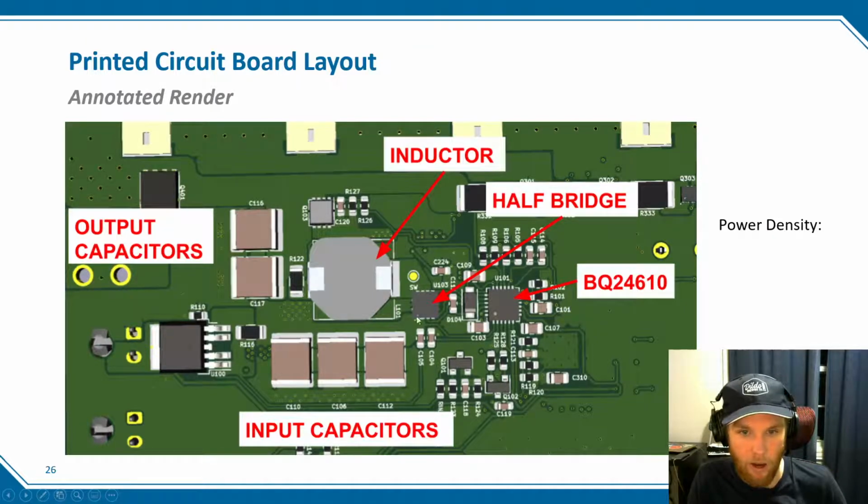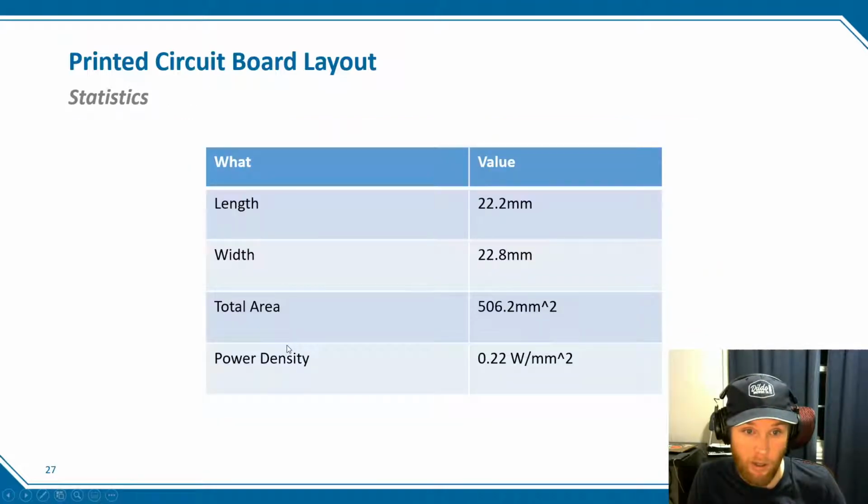So that's just the PCB layout. So just another note, when I would calculate power density, I'd calculate it as a square from here over to the side of the FET. And so that was a total area of 506 millimeters squared with a total power of 103 watts delivered to the battery at the highest charge power. So yeah, as you can see, 22.2 millimeters by 22.8 millimeters for a total area of 506.2 millimeters squared, giving a total power density of 0.22 watts per millimeter squared.